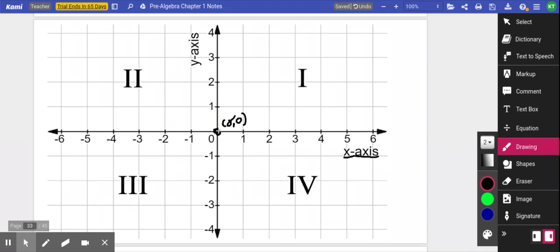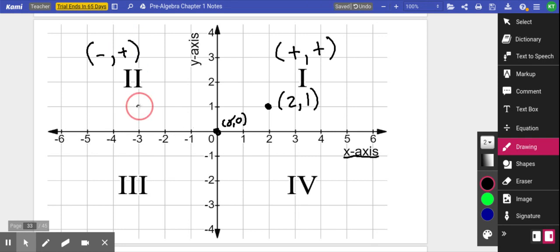In quadrant 1, where we would go right for our x and up for our y, our x values are going to be positive and our y values are going to be positive. For example, (2, 1) is right here. That's a positive 2 for x, positive 1 for y. That's how we would write that. In quadrant 2, we would go left on our x value and up on our y. So our x values here are going to be negative and our y values are going to be positive. For example, (-3, 1), where our x is negative 3 and our y is positive 1, would get us into quadrant 2.